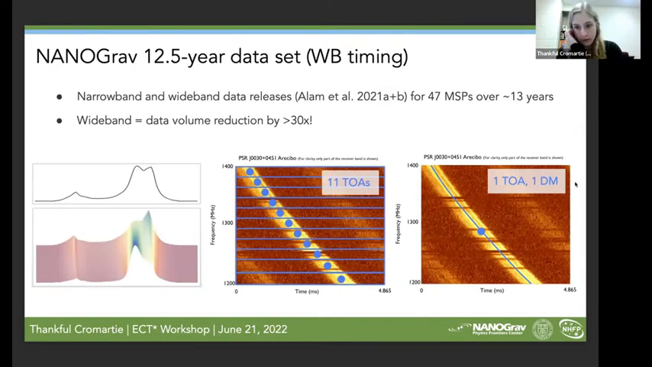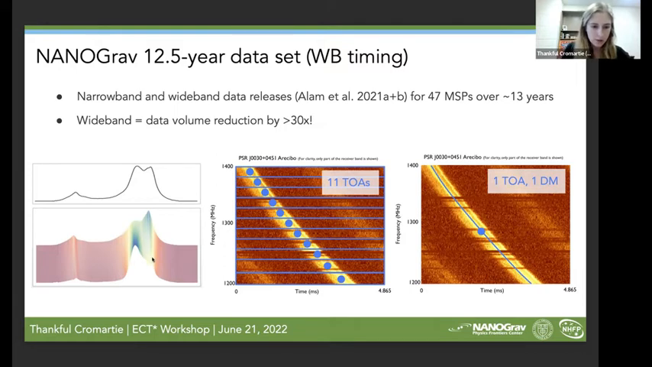Okay, so the NANOGrav 12.5-year data set came out in two parts, what we called a narrowband data set and then a wideband data set. These were published at the beginning of last year. It included timing for 47 of our millisecond pulsars over not 12.5 years, more like 13 years. But the difference between these techniques is basically that in normal pulsar timing, you're using some kind of template to extract your TOAs, right? It's this one-dimensional thing, and you use that to extract TOAs across the entire band of interest. And so you can see on the left, the top is a classic profile that you use for extracting these TOAs.